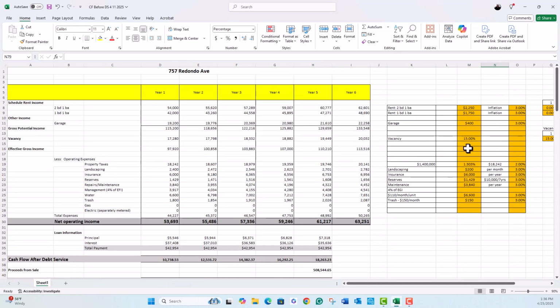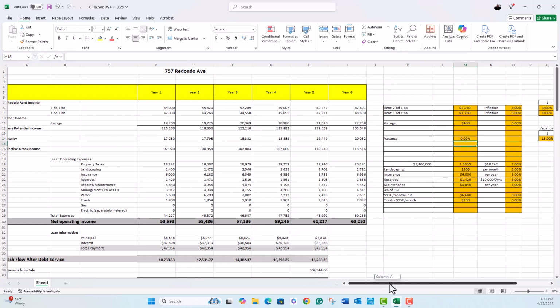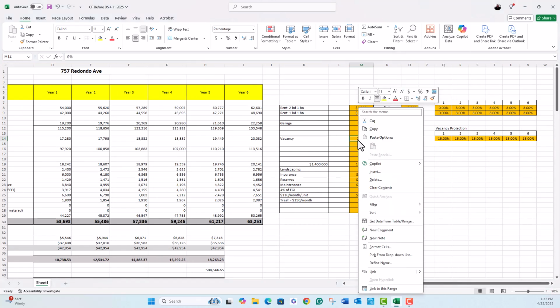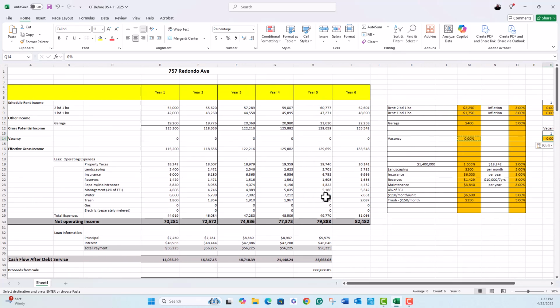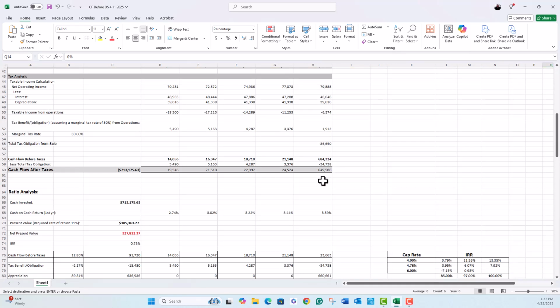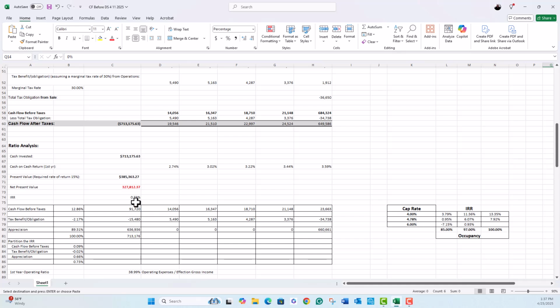One more thing. Let's look at 100% occupancy and a 6% cap rate. 100%. So we're going to change this to 0. Okay. And the internal rate of return goes to 0.73%. So let's look at these numbers now.